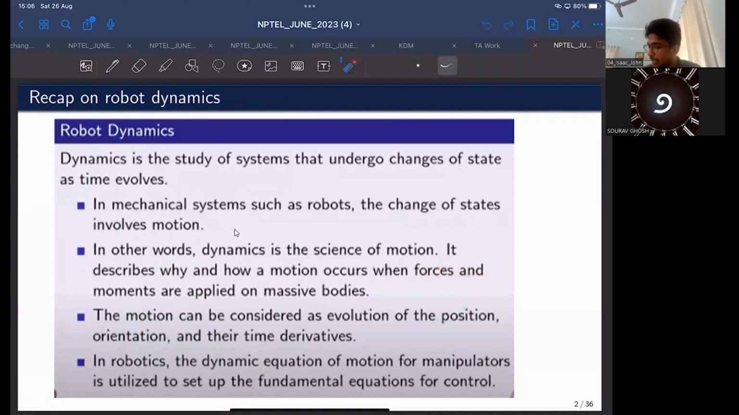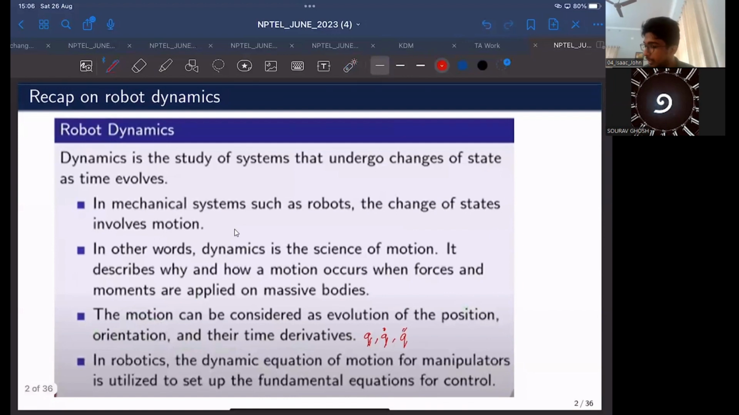Yes, and here the third point says the motion can be considered as evolution of position, orientation, and their time derivatives. So the motion of a robotic mechanism does not limit itself to position alone. If I denote Q as the position coordinate, we are not limiting our study to position alone. We also consider their velocities as well as their accelerations, right?